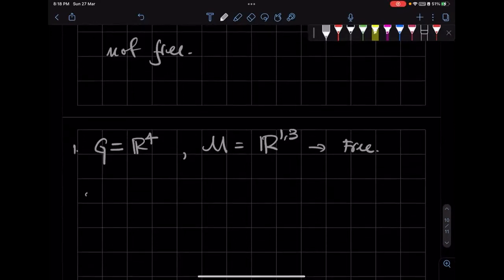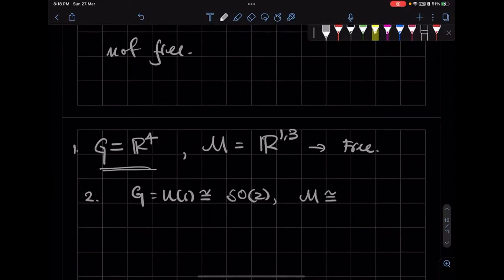What about a compact example? This is a non-compact group. Is there any other compact example we discussed today which had a free action? On a circle. Exactly. If I take G to be U1 or SO2 and M to be the circle, then that's also free. There is no fixed point. Okay.